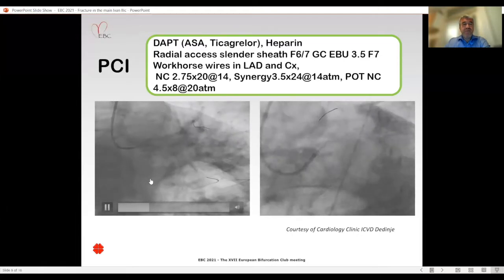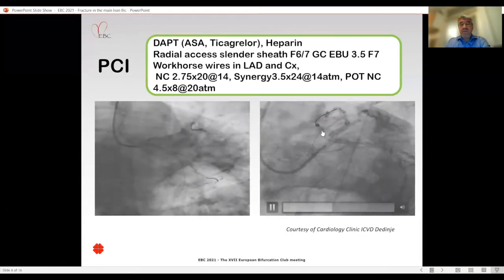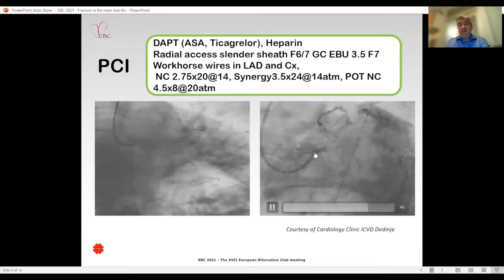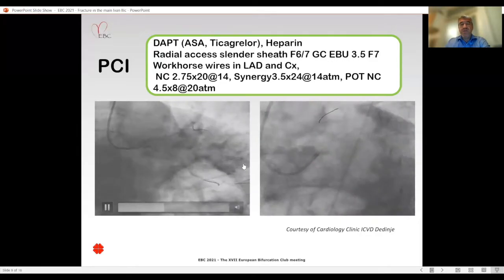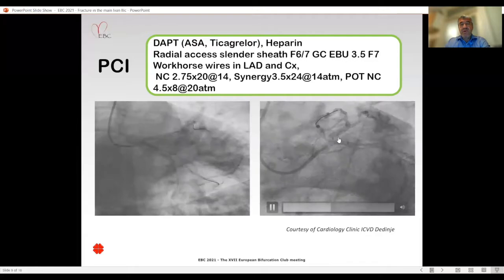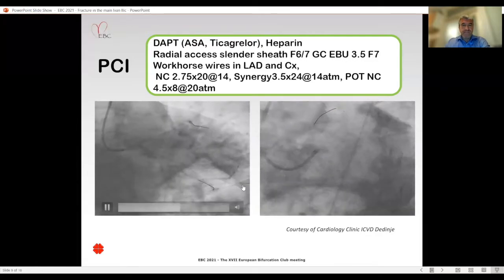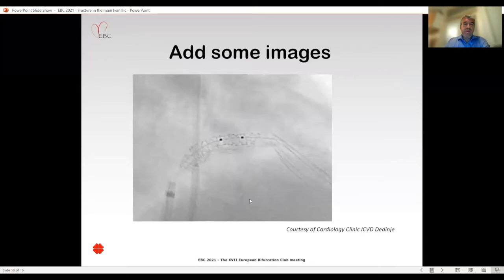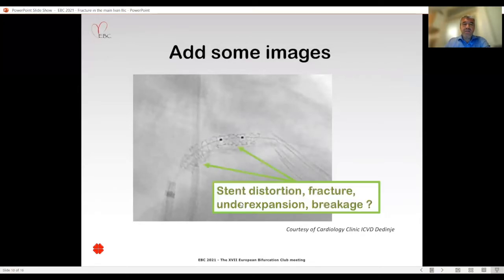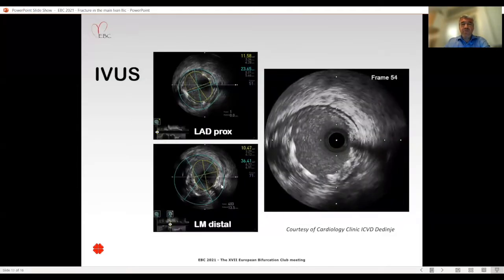We used a provisional strategy, but there was a sluggish flow and an incomplete opacification in the left main, pointing towards something not being okay. We decided to do StentBoost, and unfortunately, based on this image, you cannot easily discern whether this is stent distortion, fracture, underexpansion, or breakage. So we decided to do IVUS.